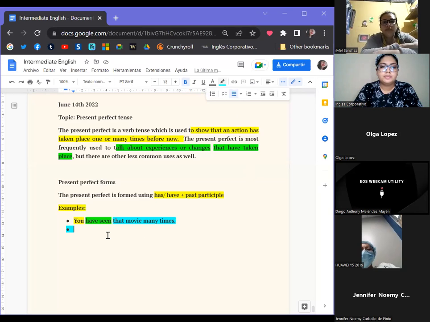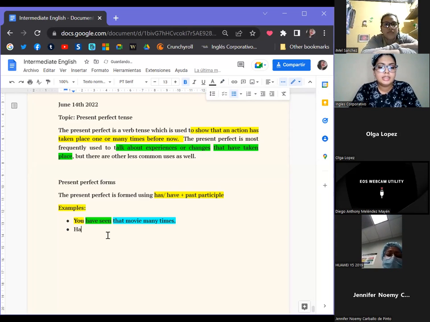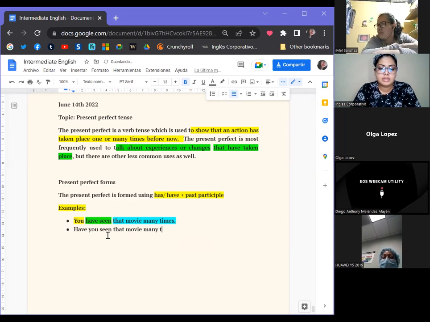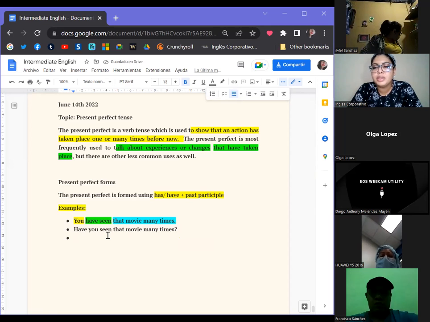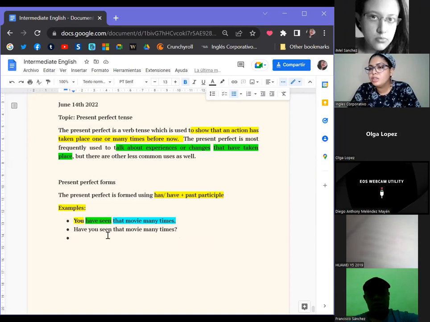So this same sentence we are going to transform into a question. So in that case, you need to change the position. We are going to write have or has at the beginning of the sentence. In this case is have, then we need to write the subject, have you, then we have the verb, seen that movie many times. So it's almost the same as the simple present sentences, because in that case, we are just going to need the same elements. And for the negative one, we have the subject, have, plus not, the verb, seen that movie many times.